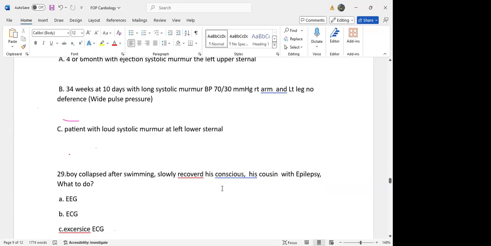Boy collapsed after swimming. We have already discussed that long QTs are associated with exercise, and the specific exercise which makes them more prone is swimming. Swimming is highly prone to trigger long QT into torsades de pointes. So especially if they talk about swimming, think about long QT.